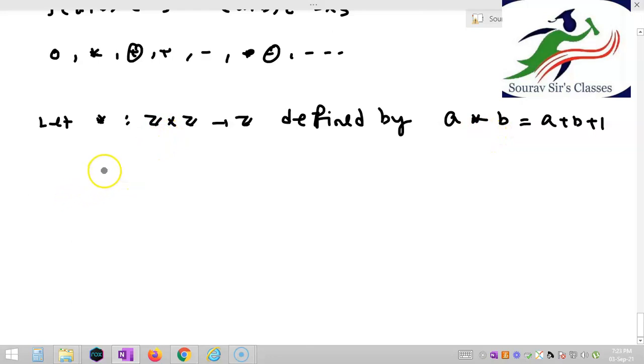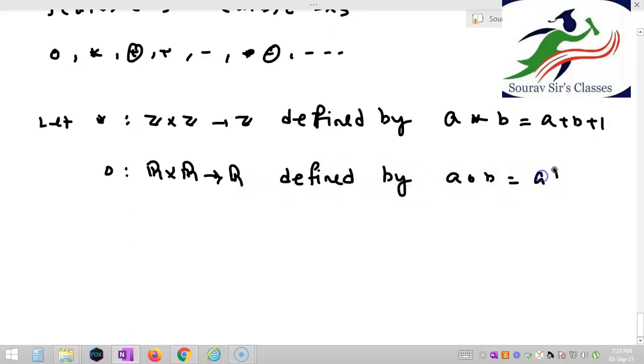Okay, let me give another binary operation on R, that is composition from R cross R to R defined by A compose B is equal to AB. It means the product of two real numbers, the usual product. Okay, so again this is a real number. So this is a binary operation.